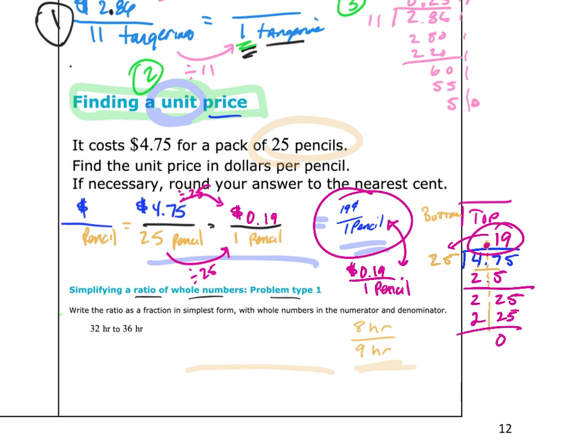Okay, so again, look at what we did. We said we were going to first write out what our units were going to be. Then second, we were going to use scale factor to come up with this. Third, we were going to do the long division. And then fourth, we're going to write out our answer.